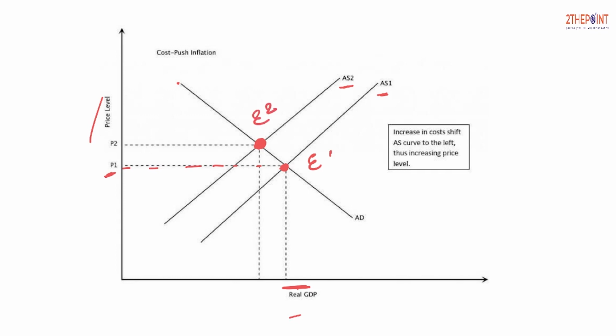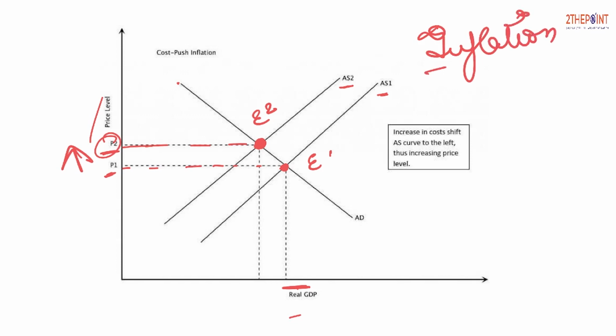Now at E2, you can see the price has increased to price 2. What does this increase in price denote? It denotes inflation in the economy. That is cost push inflation, explained in the graph: the final effect is that the price has increased from price 1 to price 2, leading to cost push inflation. So friends, we have covered the two types of inflation, demand pull and cost push inflation.